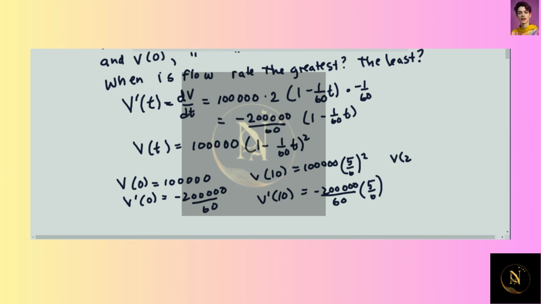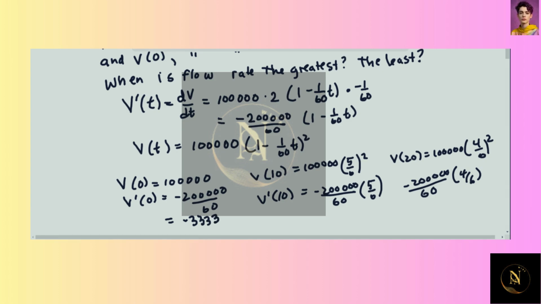So V of 20 will be 100,000 times 4/6, and this will be minus 200,000 over 60 times 4/6. Okay, so let's see what's happening so far. I'm using my phone for a calculator, so it might not be great. 200,000 divided by 60. So this one is minus 333.